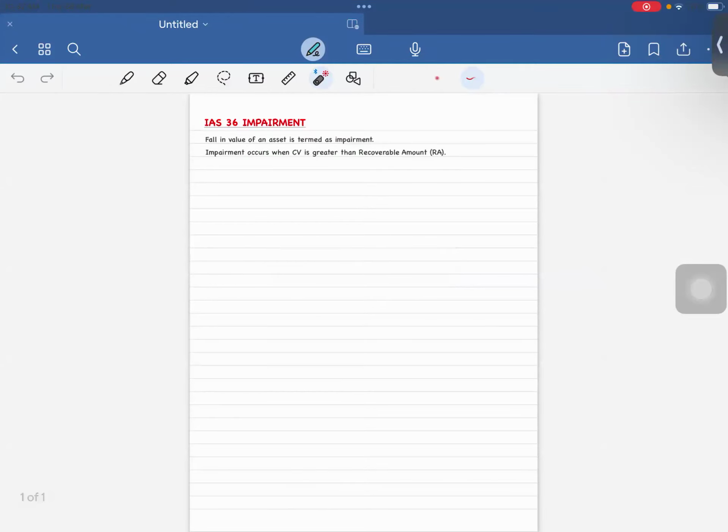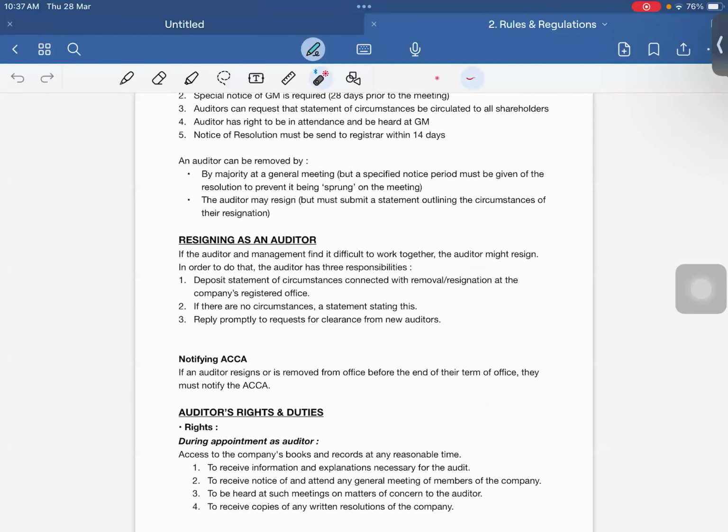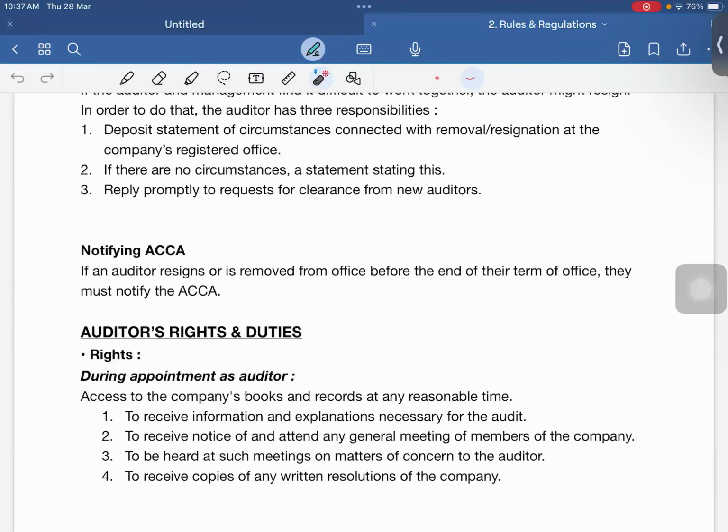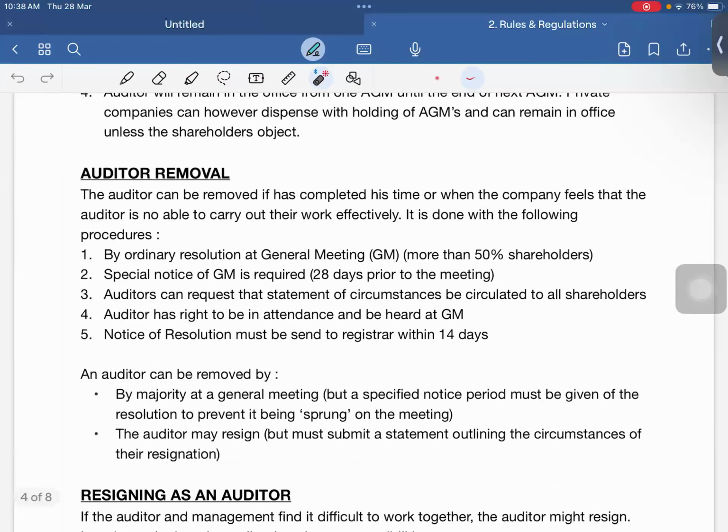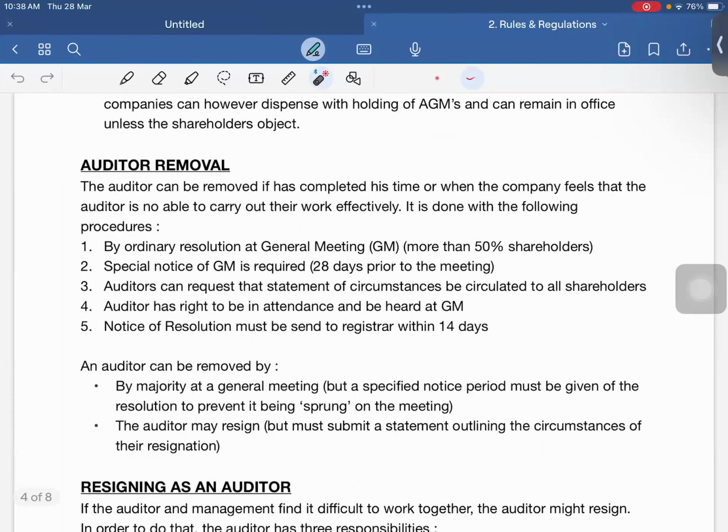If I remember correctly, I didn't finish off that impairment slide. I'll send it to you, all right? So auditor removal, that is our next topic. Remember the previous ones, all right? Do you remember what we have studied till now? Everything. The Enron scandal, how the auditors are appointed, and the first chapter about all the elements, right? Yes. Okay.